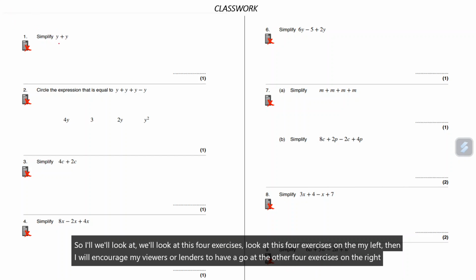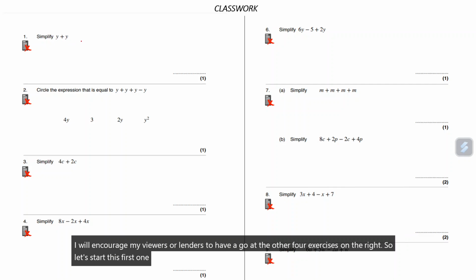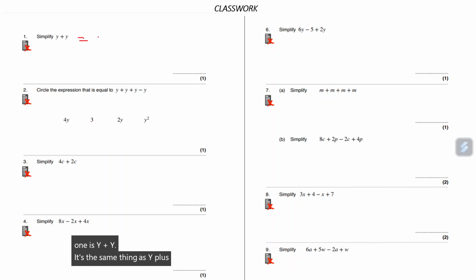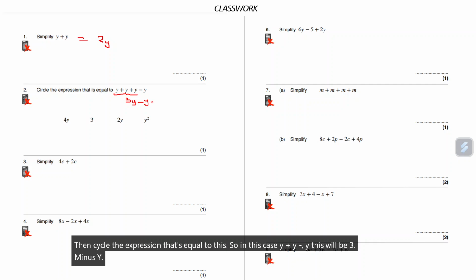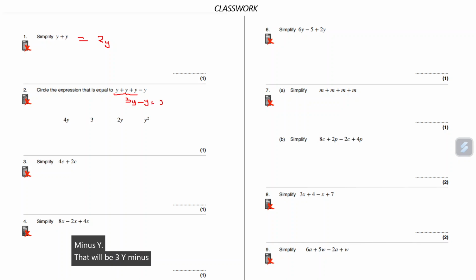So let's start. This first one is y plus y, which is 2y. Then the next expression: y plus y minus y. This will be 2y minus y, which is the same thing as y.